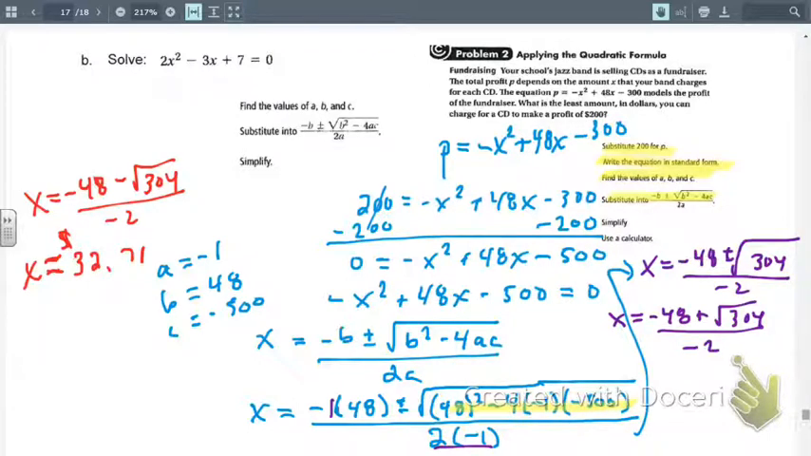So what x represents is what we're charging for the CD. And then over here we have x approximately 15.28. Alright, so those are the two solutions.